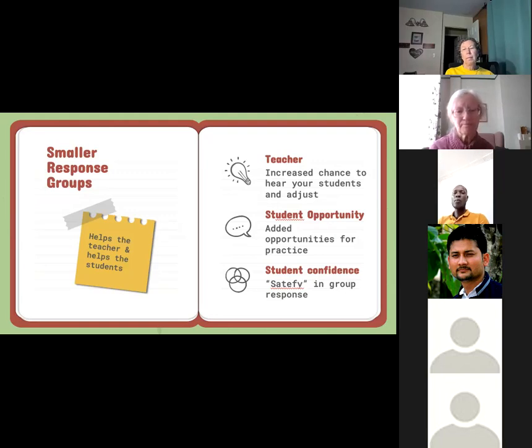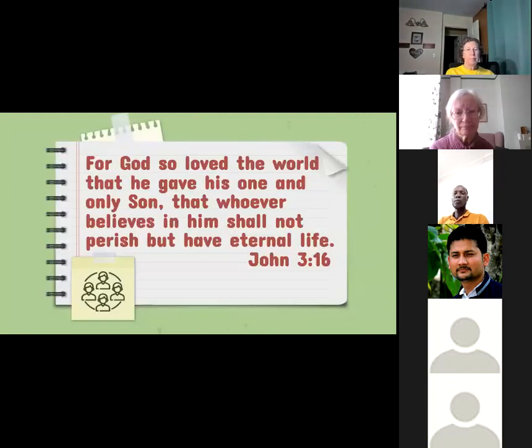So let's see if we can't show you how this works. So here we have, of course, one of our favorite verses, John 3:16. For God so loved the world that he gave his one and only son, that whoever believes in him shall not perish, but have eternal life. John 3:16. So I might, if I'm teaching a class, say, okay, whole class, repeat after me. So I'd say, okay, so let's do this together.